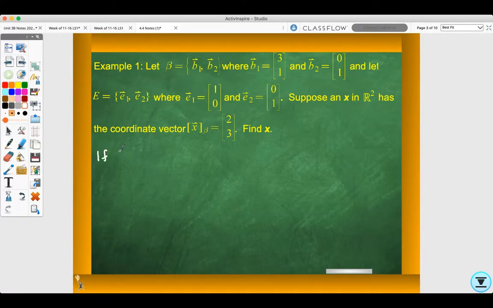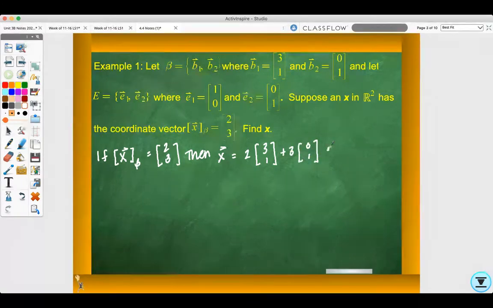The first thing that we're going to talk about is, if the B coordinate vector of x equals 2, 3, then x equals 2 times 3, 1 plus 3 times 0, 1. So x would be 6, 5. This is because the coordinates of x are 2 and 3, and B1 and B2 are 3, 1 and 0, 1.